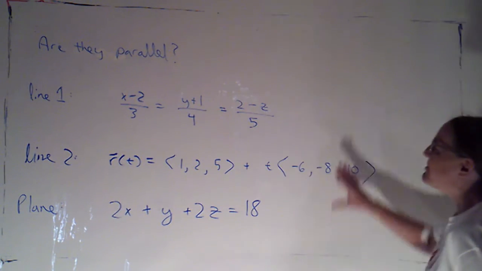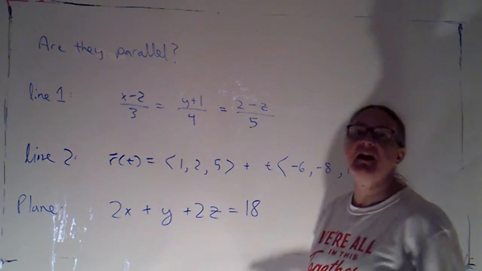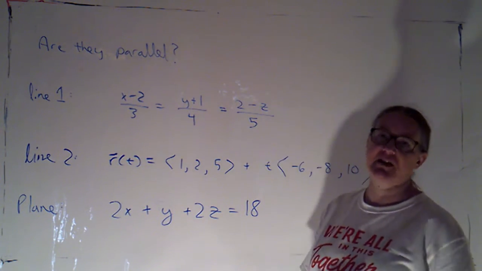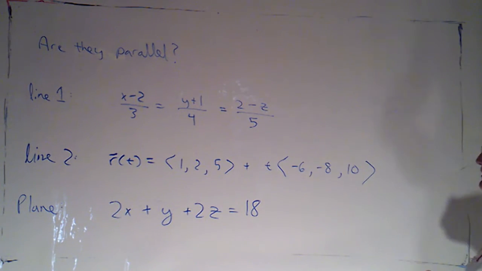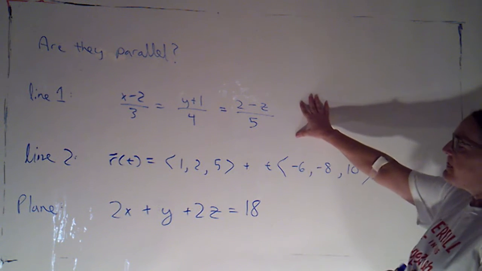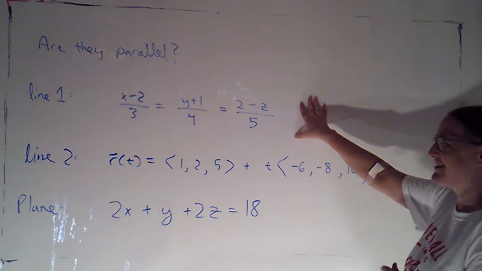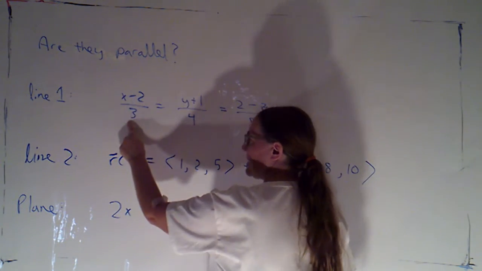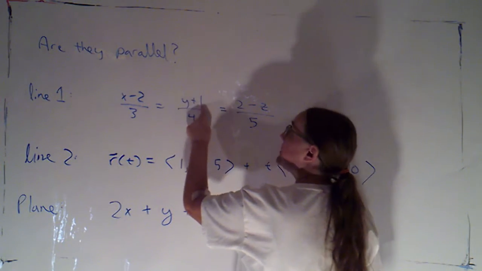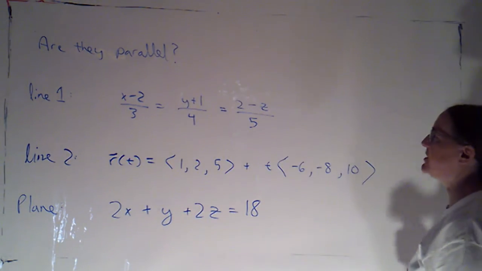Okay, so for each of these things, there's a vector that I can associate with the object that has something to do with its direction. So for the line, that's going to be the direction vector for the line. Now here, these equations are almost, but not quite, the symmetric equations for the lines. Notice here I've got x minus a number divided by a number, y plus a number divided by a number. Those are in standard form for the symmetric equations.